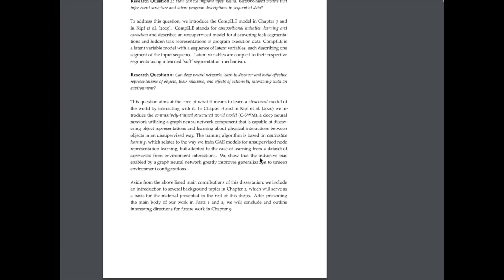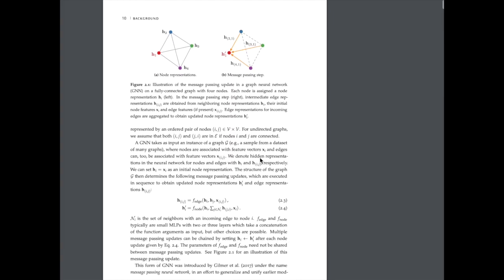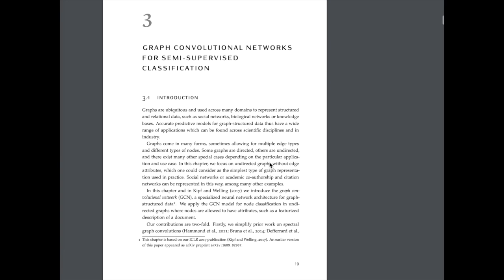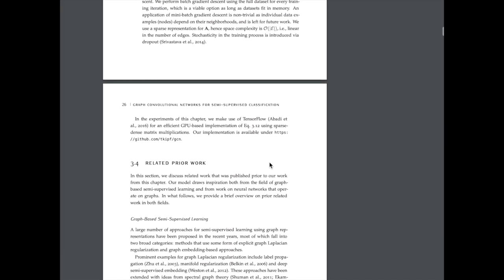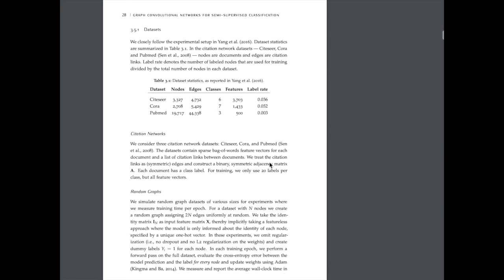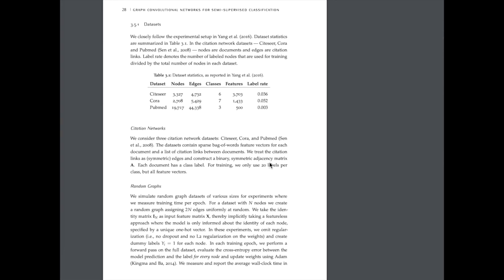There are two parts to this thesis. The first is dealing with data which is explicitly structured, such as social network graphs, the World Wide Web, knowledge bases, chemical molecules, or citation graphs. Kipf has worked on many models for this kind of data, such as graph convolutional networks, graph autoencoders, and relational graph convolutional networks. These networks are used to do things like classify entire graphs or individual nodes or edges.